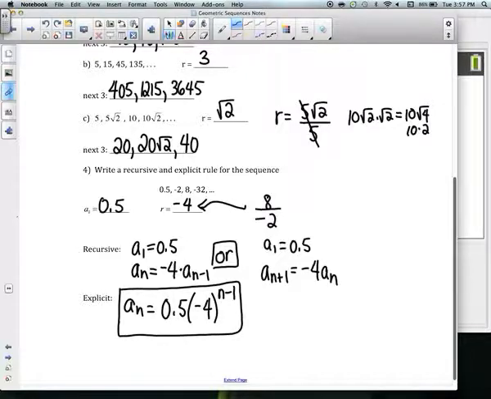And then our next examples, we're actually going to use the formulas to solve for some values. That will be in your next video.